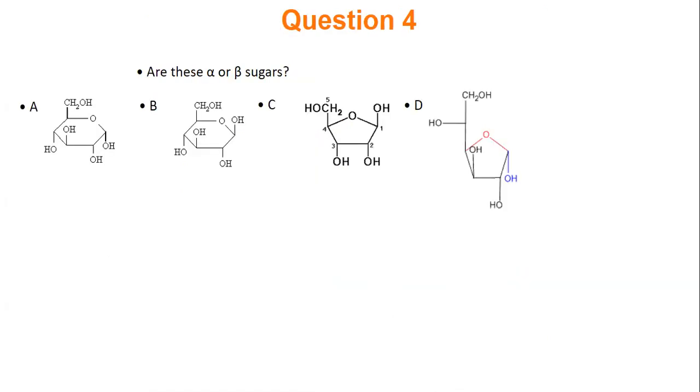So we just need to do a little bit of practice. I have 4 sugars here. Let's see if we can do this question. Yay, I do have a poll for this. All right, my 4 sugars. We're looking at alpha or beta sugars for A, B, C, and D.